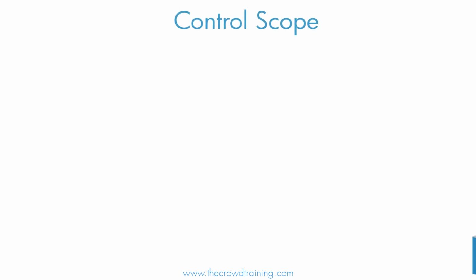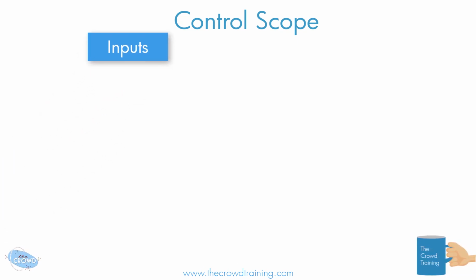Okay, so now that we have been through the control scope process here in the crowd trainings PM City, let's go through the inputs, outputs, tools, and techniques one more time. Let's review the process here. All right, so the control scope, well, we're trying to control the work and the effort that's going on.